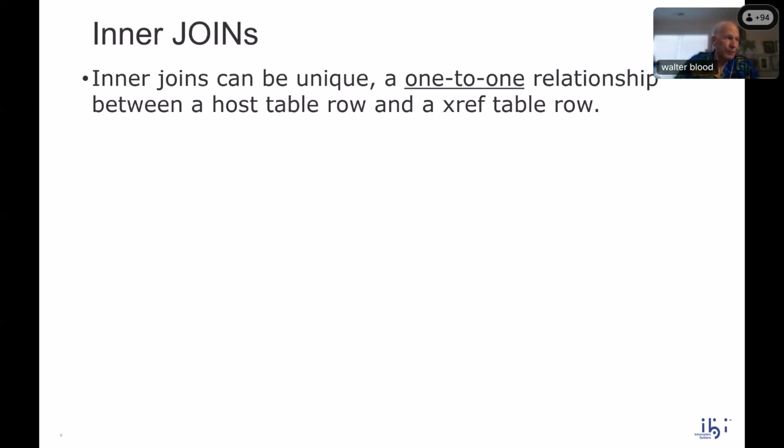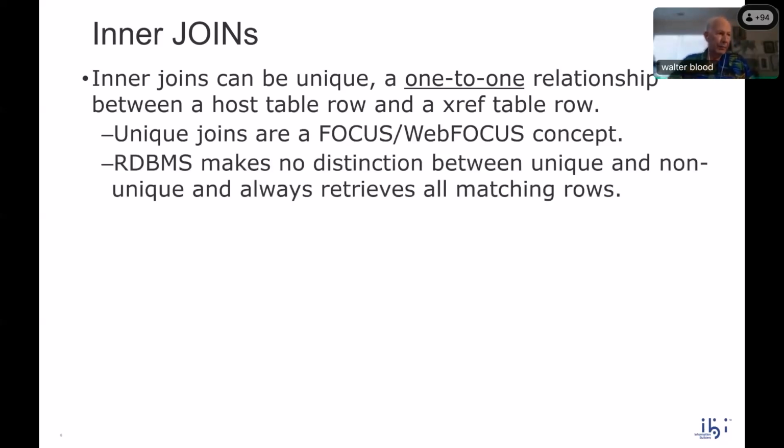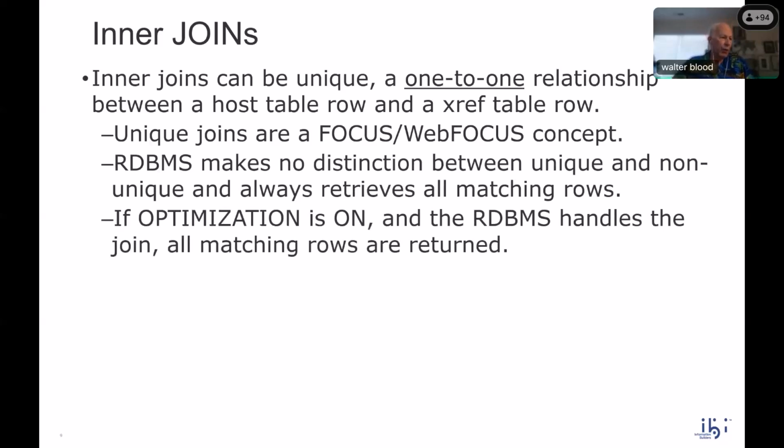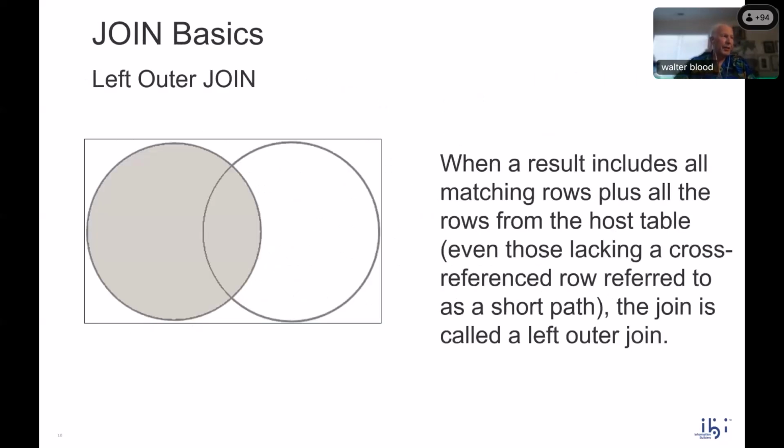With the unique join, an inner join, if it's unique in the focus side, we only get the first one, and that can be specified. This is a FOCUS or WebFOCUS concept. As I said, the RDBMSs make no distinction, and they'll always give you all rows. If optimization for the relational database is on, and the actual join gets handed to the relational database, all matching rows are going to be returned. And if optimization is off, the RDBMS will only return the first physically matching cross-reference row for each host row. Now, having said that, let's take a look at what else we do.